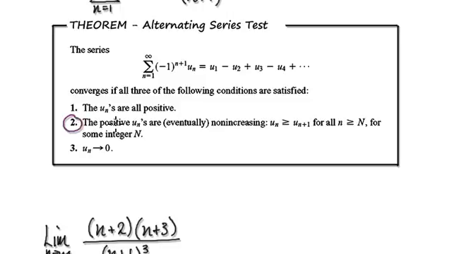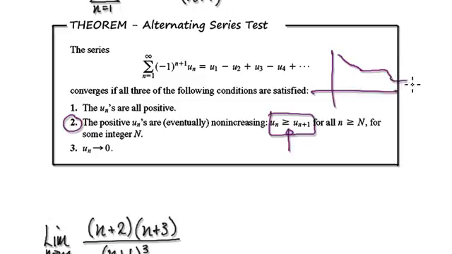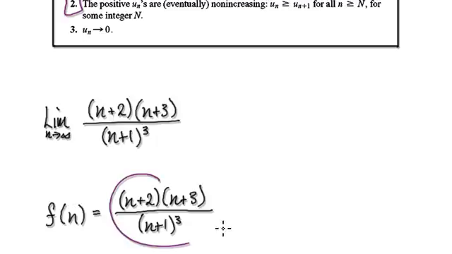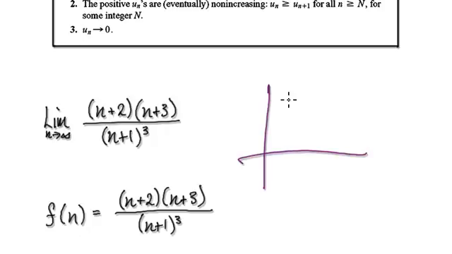So now we need to check condition 2. Condition 2 says that u_n must always be non-increasing, meaning it has to be going downhill all the time. Because of this equal sign, it can stay the same. It can stay the same, but make sure it's always going downhill or stays the same. Make sure that it's always going downhill. So turn our sequence into a function. Now to make sure that it's always going downhill, differentiate it and make sure that the derivative is always negative.